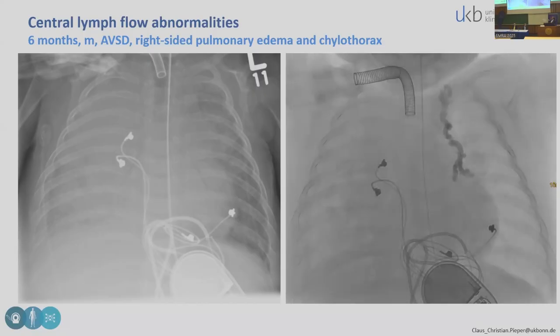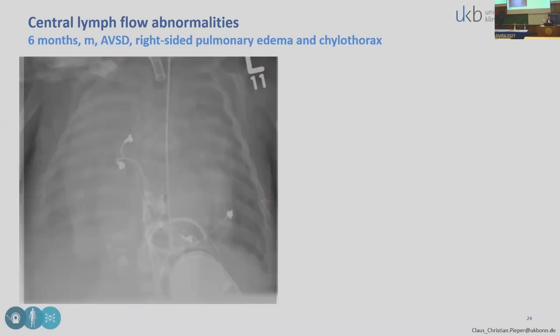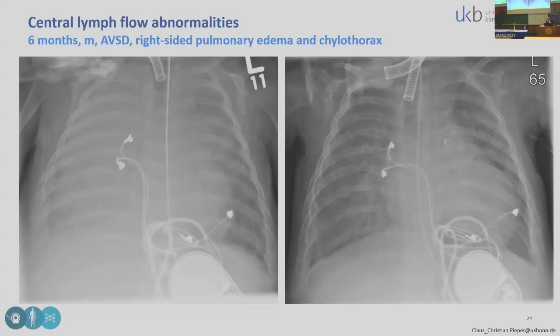And using this information, you can then do an intervention, occlude the refluxive vessels, and on control lymph angiography, the system has relaxed quite a bit. We see normal outflow, normal calibers, and the patient improved within several days. So yeah, thank you very much.